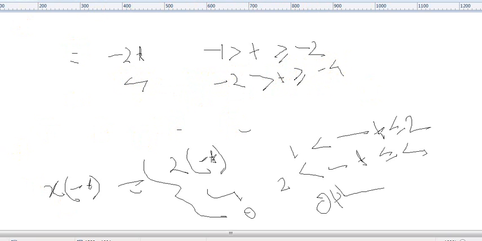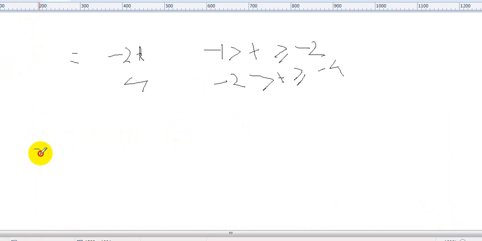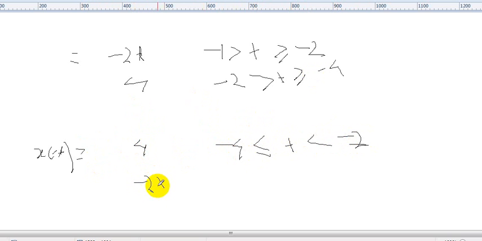Now the signal will look like x of minus t equals minus 2t, sorry, equals 4 for minus 4 less than or equal to t less than minus 2, and minus 2t for minus 2 less than or equal to t less than minus 1, and 0 otherwise.